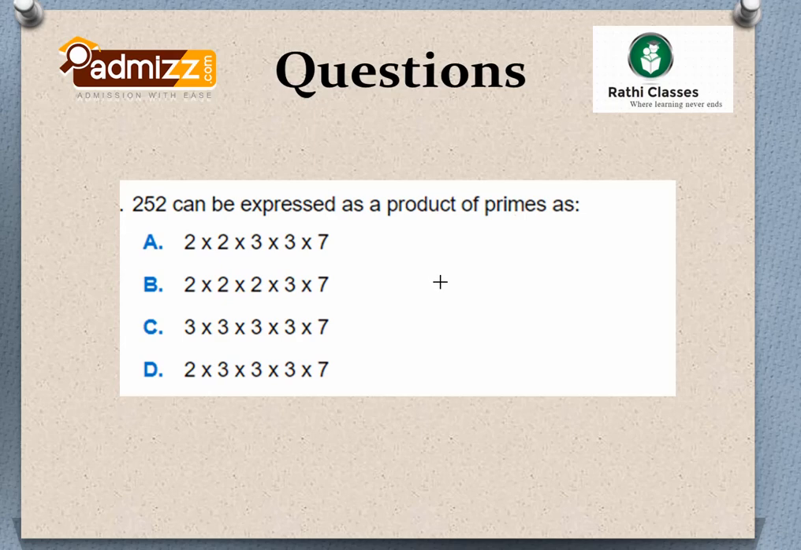252 can be expressed as a product of primes. So what is 252? If I recall, is it a multiple of 7? Because in all the options I can see 7. So I will be dividing the number by 7. 7 3s are 21, remaining is 4, 42, 7 6s are 42. So I will be left with 36. So 36 equals 6 into 6, which implies there are two 2s, two 3s and one 7.